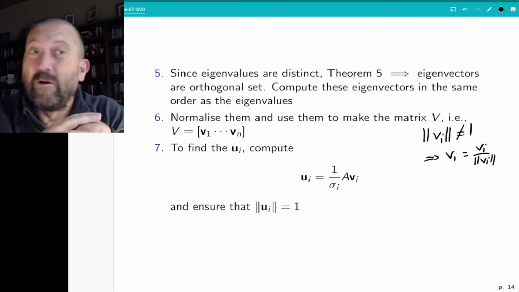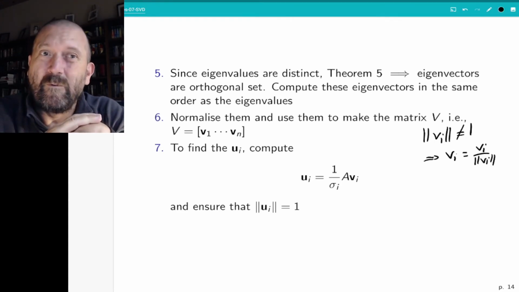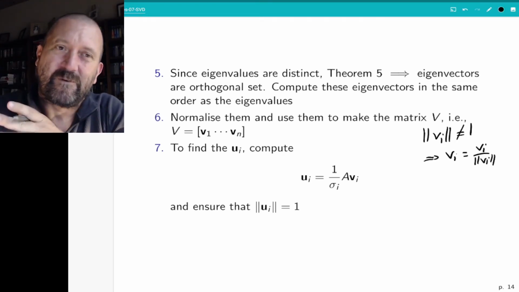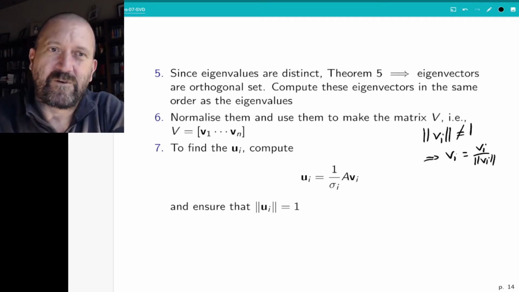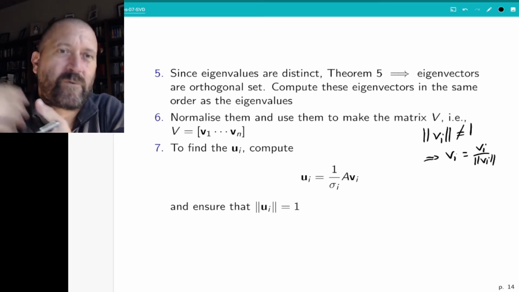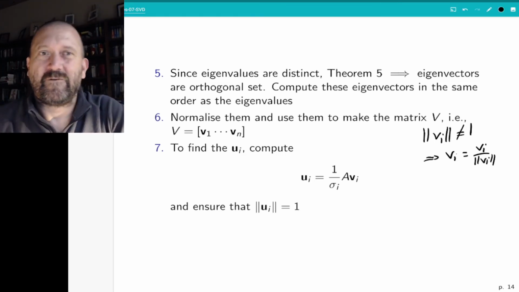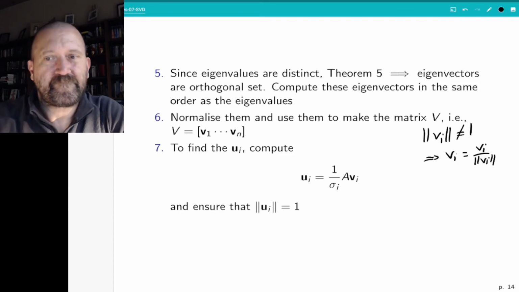Again, you want an orthogonal matrix, therefore orthonormal columns, so every time you compute one of your ui's, you verify that they indeed have norm 1, and if not, you normalize them. And there it is. You have your singular value decomposition.